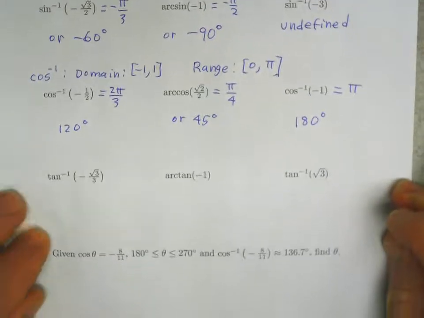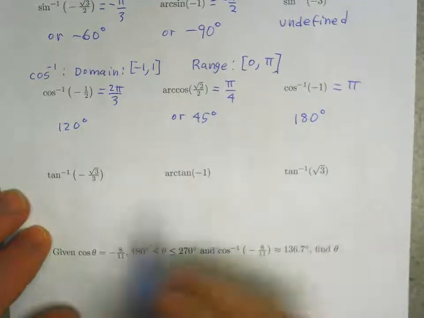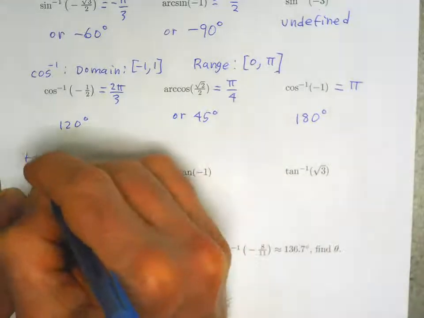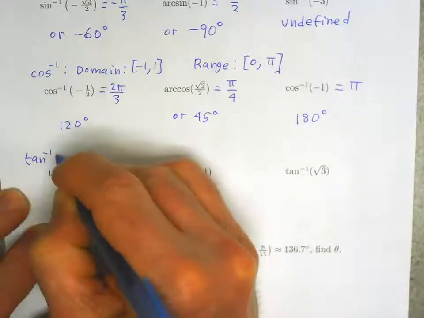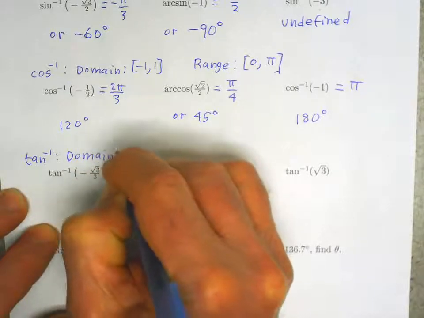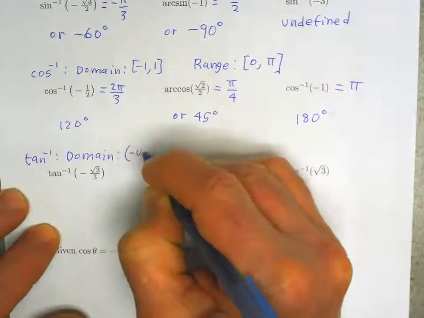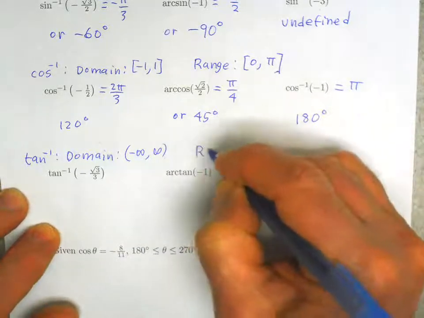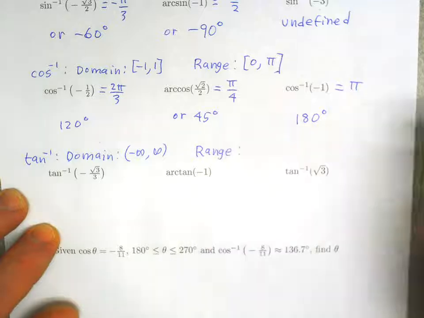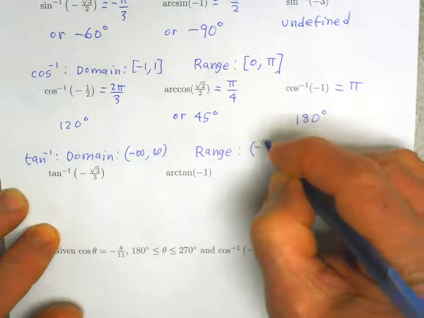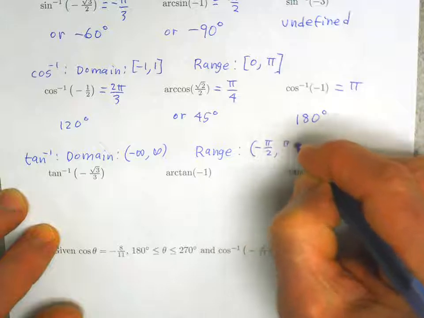Okay, now let's do some examples involving inverse tangent. So for inverse tangent, the domain is all real numbers from negative infinity to positive infinity, and the range of inverse tangent is strictly between negative pi over 2 and pi over 2.